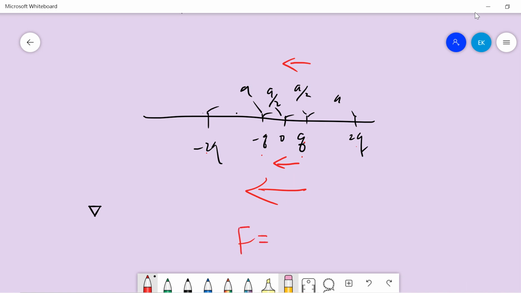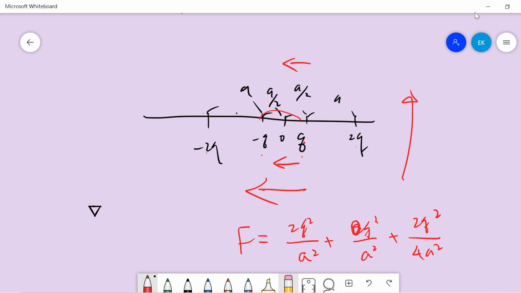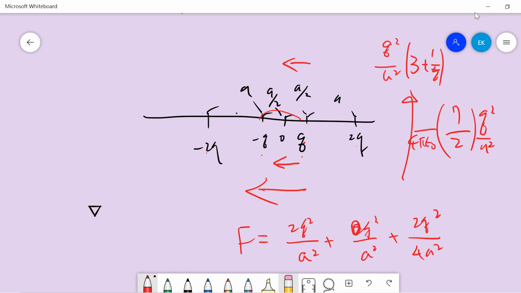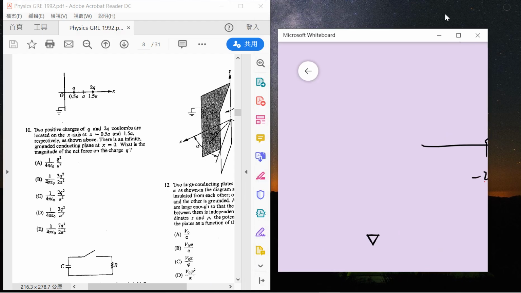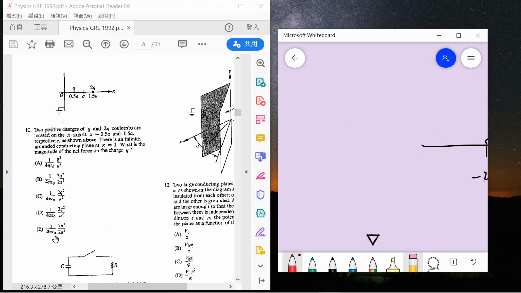So the first one is 2q squared divided by a squared. The second one is q squared divided by a squared. The third one is 2q squared divided by (a plus a) squared. So you have q squared over a squared times 3 plus a half. So it's 7 over 2 q squared over a squared, and then remember the 4 pi epsilon naught. So the answer is E.